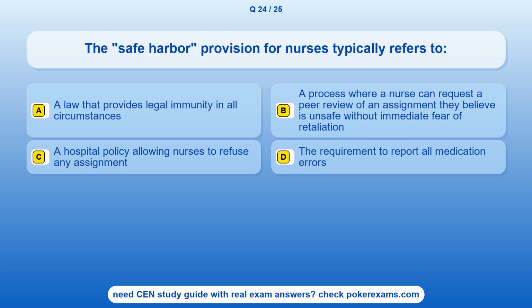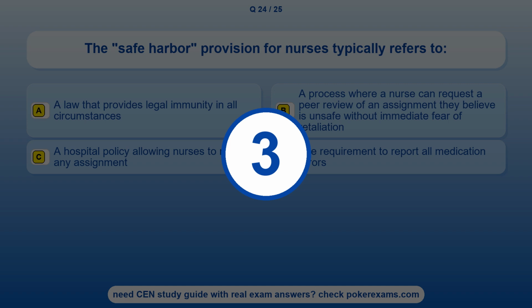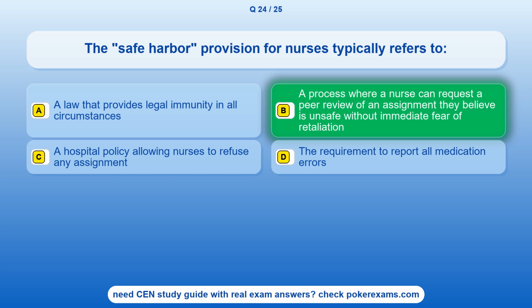Question 24. The safe harbor provision for nurses typically refers to option A, a law that provides legal immunity in all circumstances. Option B, a process where a nurse can request a peer review of an assignment they believe is unsafe without immediate fear of retaliation. Option C, a hospital policy allowing nurses to refuse any assignment. Option D, the requirement to report all medication errors. The correct answer is option B, a process where a nurse can request a peer review of an assignment they believe is unsafe without immediate fear of retaliation.